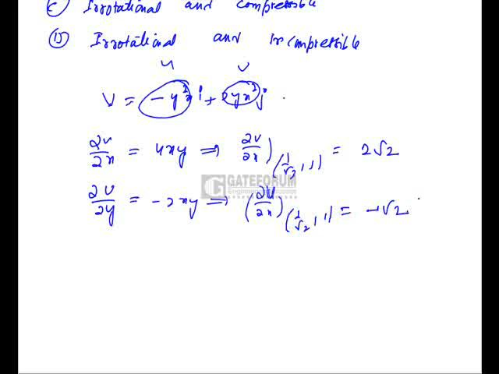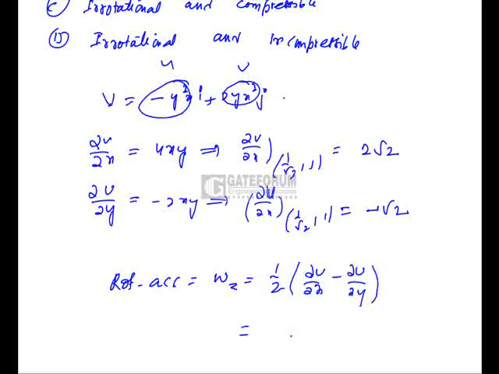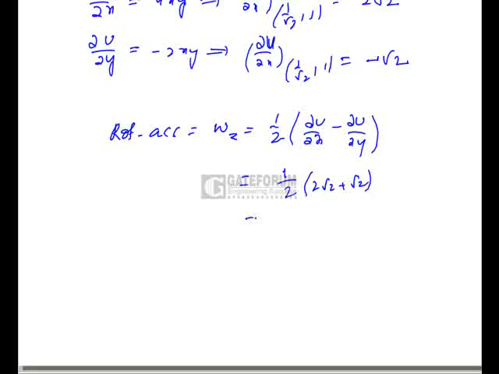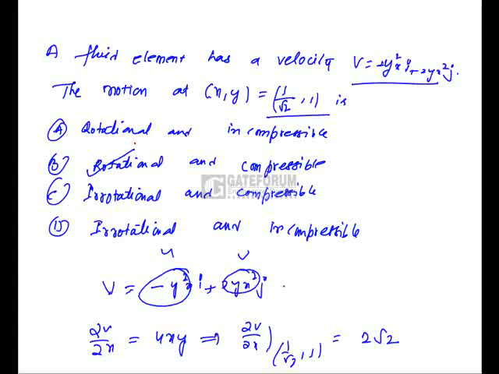Now, in order to check whether it is compressible or irrotational, first we'll find the rotational component, which is nothing but omega z, which is half of dou v by dou x minus dou u by dou y. If we substitute, it is nothing but 1 by 2 into 2 root 2 plus root 2 at the point given. So which is nothing but greater than 0. If it is greater than 0, then the answer is rotational as well as compressible.